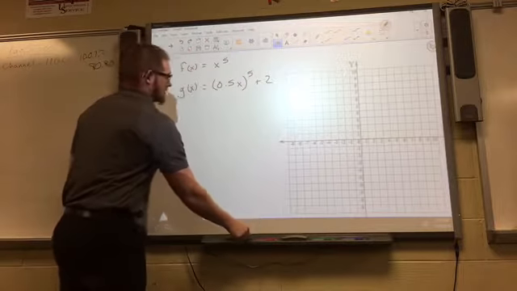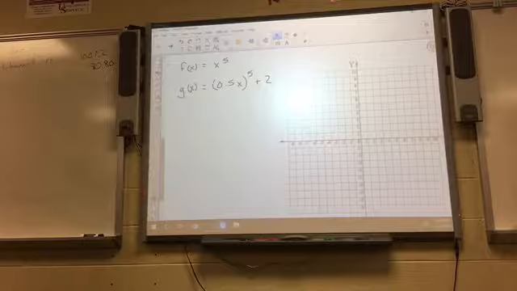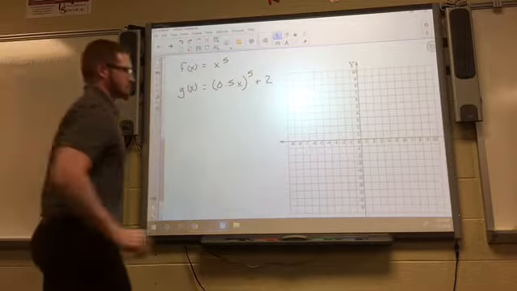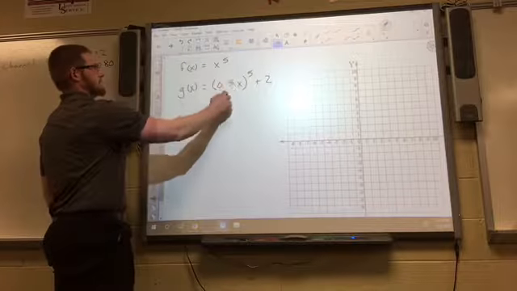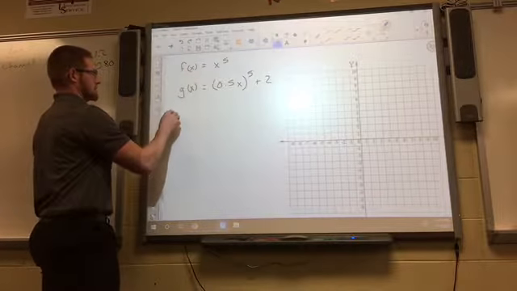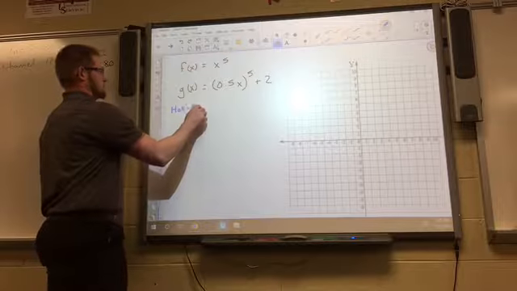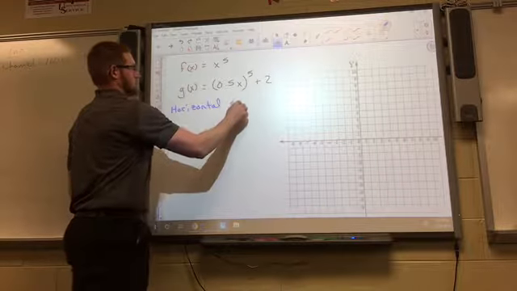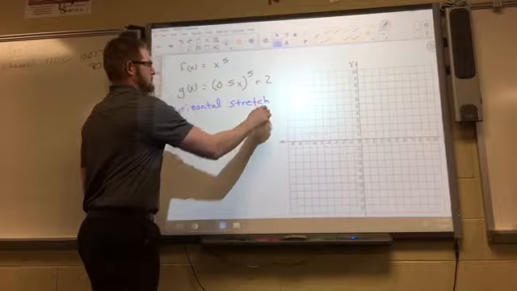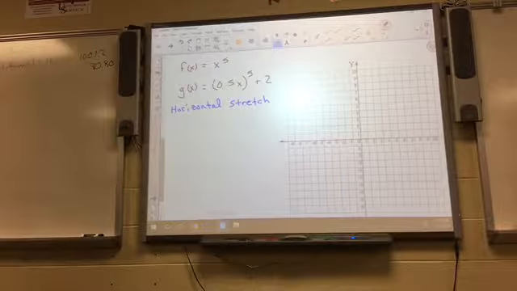Okay. First, we need to describe our transformation. Cole, what's going on here? It is a horizontal stretch. Why is it not a shrink even though that number is less than 1? What's your chart say? It's a factor of 2 if a is 1/2, right?